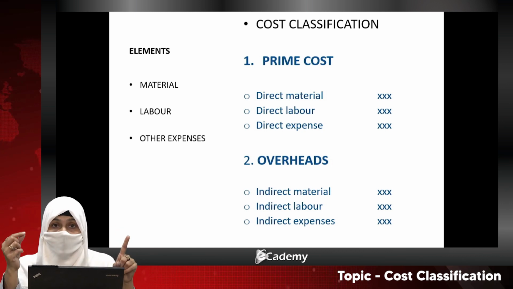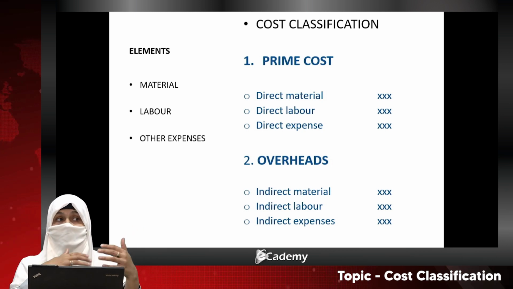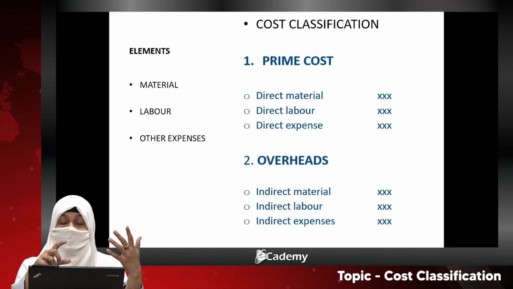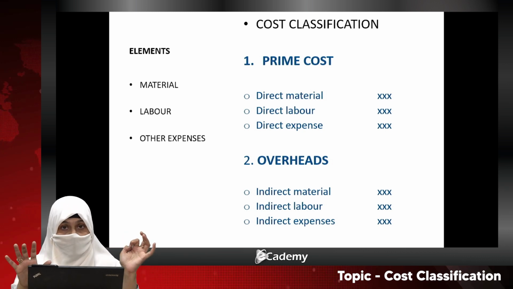Every time you produce, it's not a material. You are not paying for the thing. You are not paying for the labor. It's something other than material and other than labor. But still, when you are manufacturing it, you have to bear this expense. So this is a direct expense.